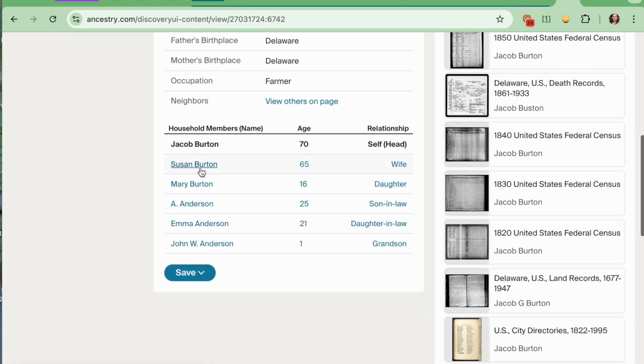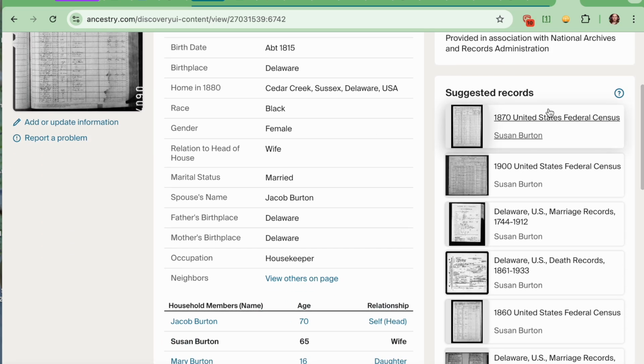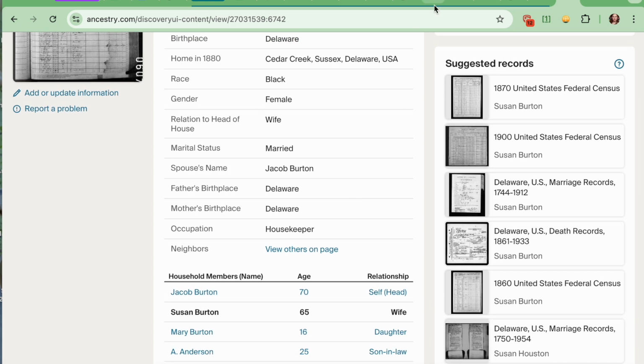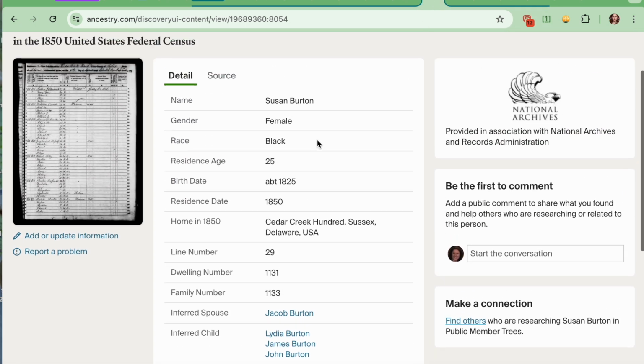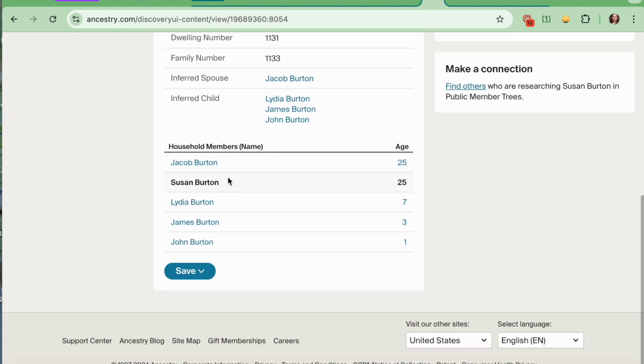So what I did is I went to Susan, and I looked over to the side to see if we could find more sources with Susan in the household. And sure enough, starting with 1850, we have Jacob and Susan. Now, here's the confusion. Their kids are named some similar names. We had Lydia over with the other Jacob. We had James with the other Jacob. You can see how it's really easy to get these confused.